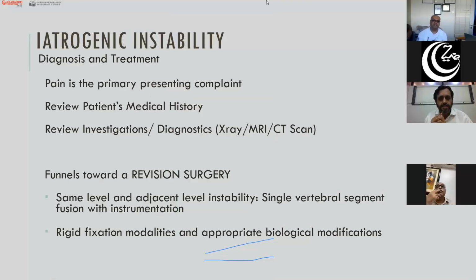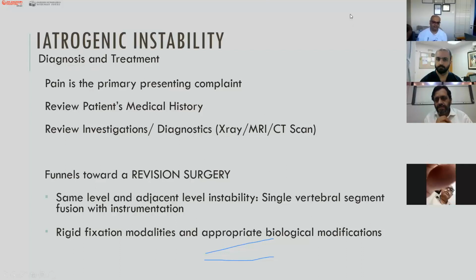Now, iatrogenic instability usually results in revision surgery, and it's very, very important. These patients present, what happened?